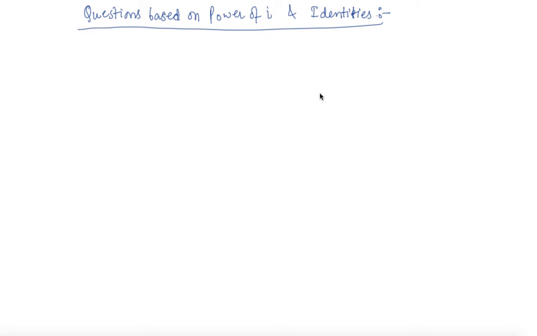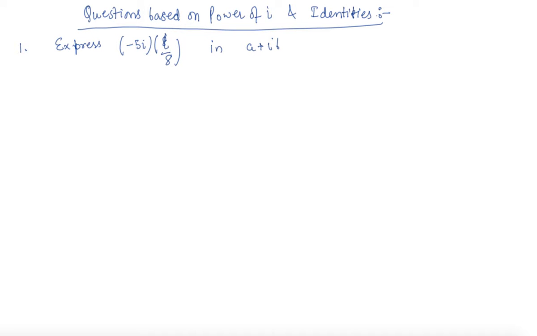In today's lecture, we will discuss some questions based on power of iota and identities. The first question is: express minus 5i into 8i by 8 in a plus iota b form.